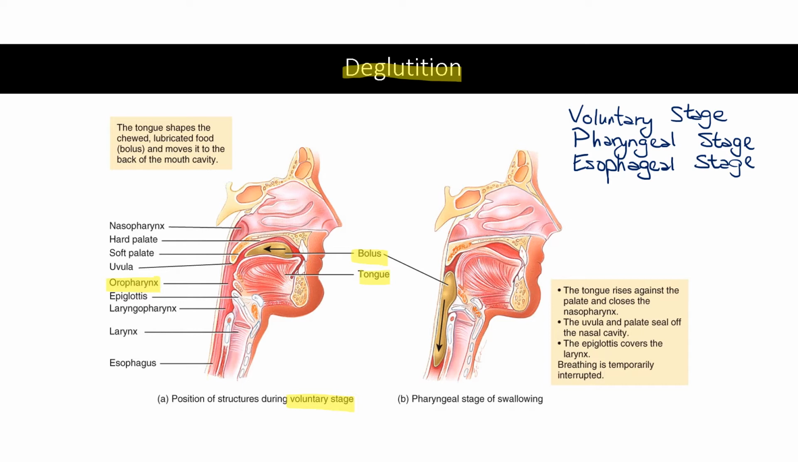Now, with the passage of the bolus into the oropharynx, this is when the pharyngeal stage of deglutition begins, and this is an involuntary stage. And this pharyngeal stage of deglutition is where the bolus is going to pass through the pharynx into the esophagus.